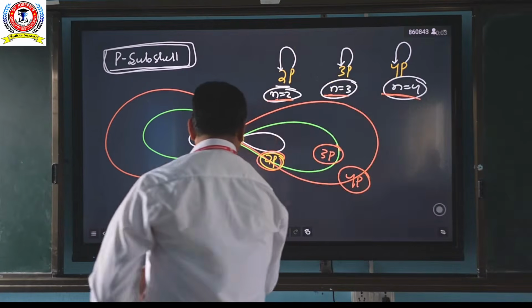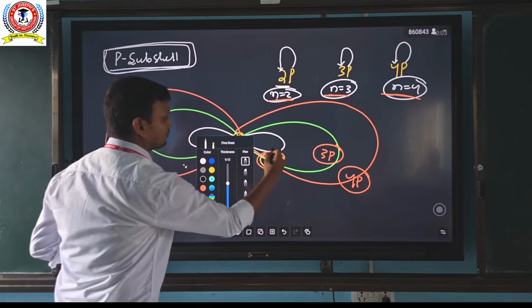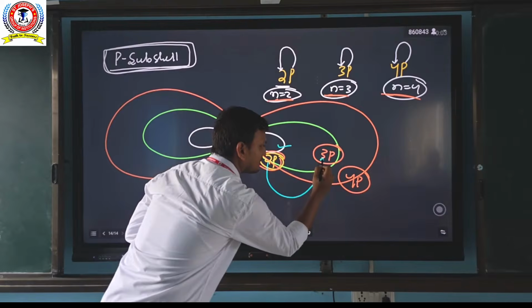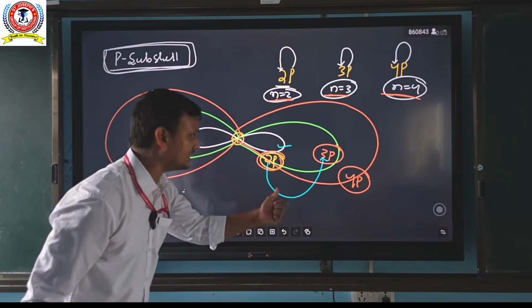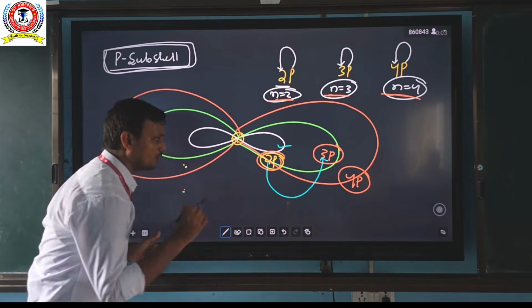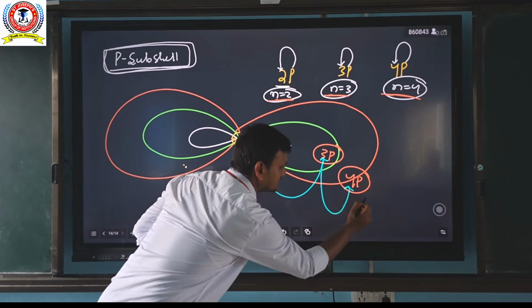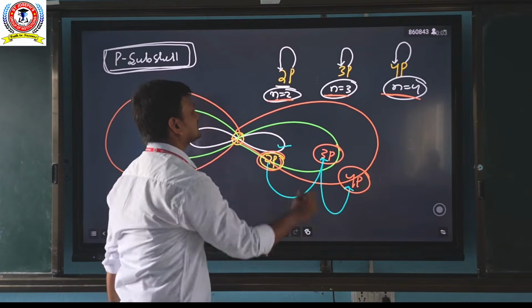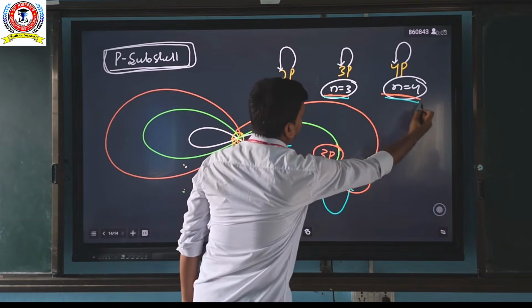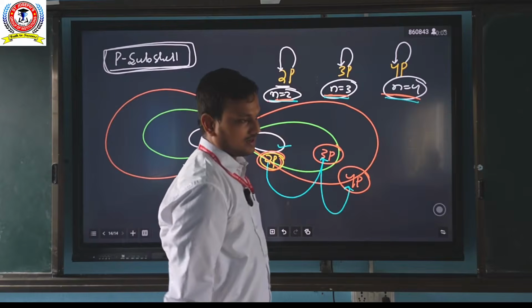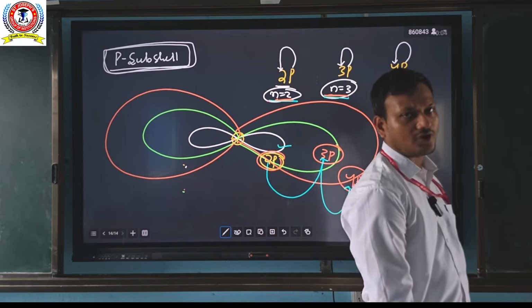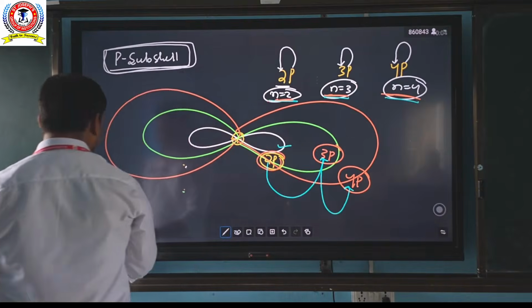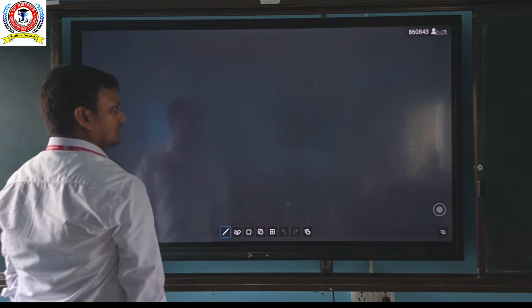See that this is the size of 2p. When the value of n increases from 2 to 3, size also increases. When the value increases from 3 to 4, size also increases. That means n, and how n can apply on the Aufbau principle. Okay, students, this is your complete information about 2p.